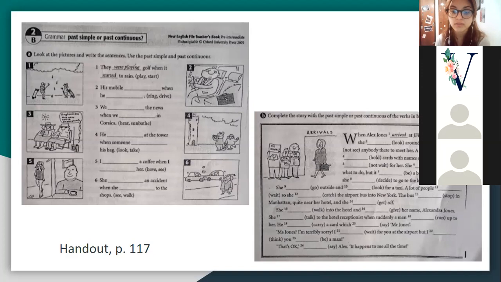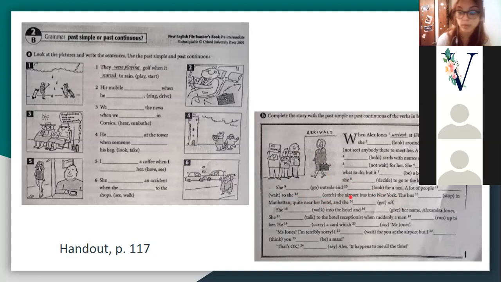So she caught the airport bus into New York. To catch a bus, what does it mean? She got in. Se tomó, digamos. Había mucha gente en el taxi, entonces se tomó el bus. Tomó el bondi.